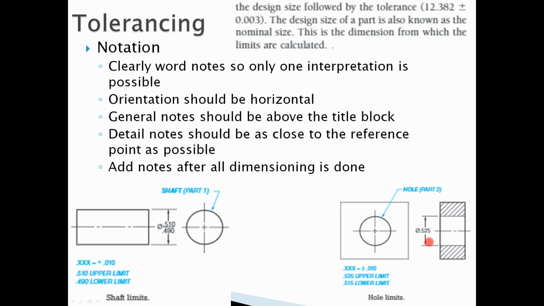So for the hole, for this example, if the hole diameter is 0.525, the acceptable tolerance is plus or minus 0.010. That means for the upper limit, you can add 0.01 onto this diameter of the circle. That gives you 0.535. That's your upper limit. And your lower limit is 0.515 by subtracting 0.01 from 0.525.